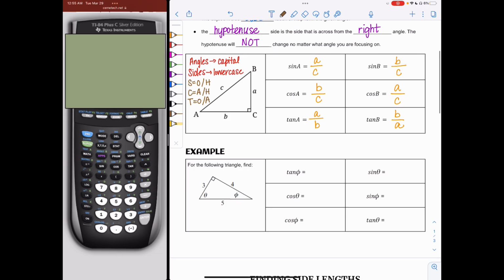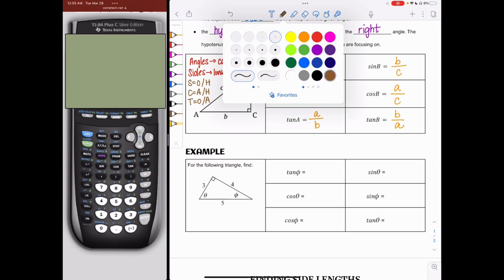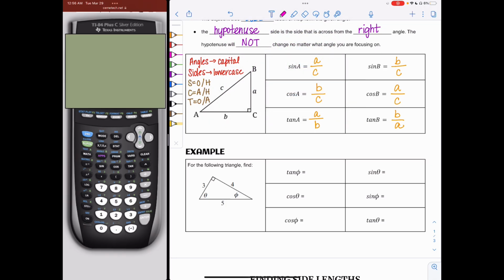All right, so let's look at some examples. Here we have a triangle with the different side lengths of 3, 4, and 5. And we have a 90-degree angle, which lets us know that it's a right triangle. We also have two angles. One angle is named theta. This symbol right here is the Greek letter theta, and this angle right here is the Greek letter phi.